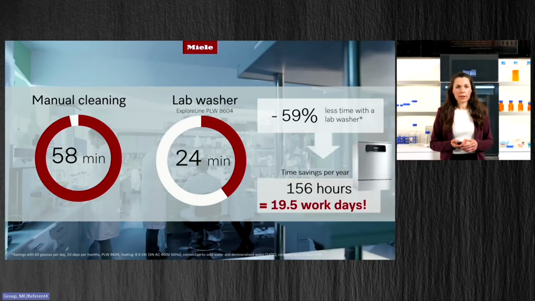And again, if you calculate it for a year, you could save around 156 hours or 19.5 work days if you take an 8-hour shift. So that's almost a complete month of working that is given back to you per year if you are using a lab washer and if you have that kind of throughput.